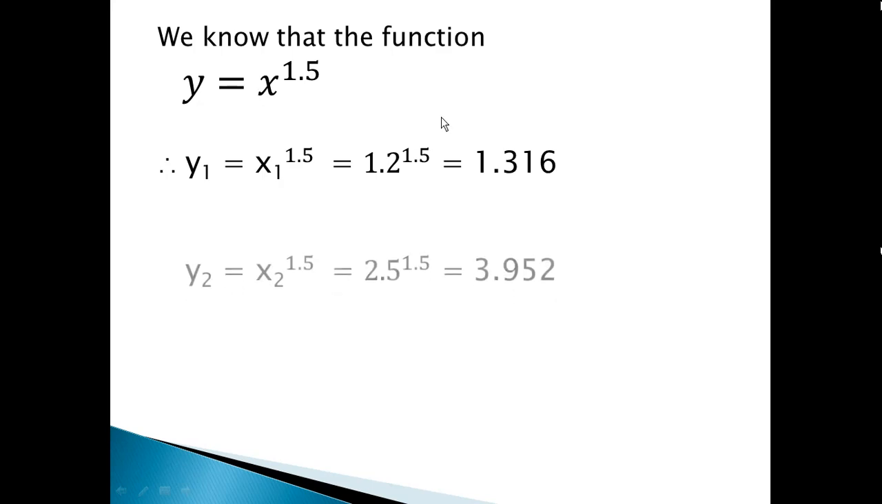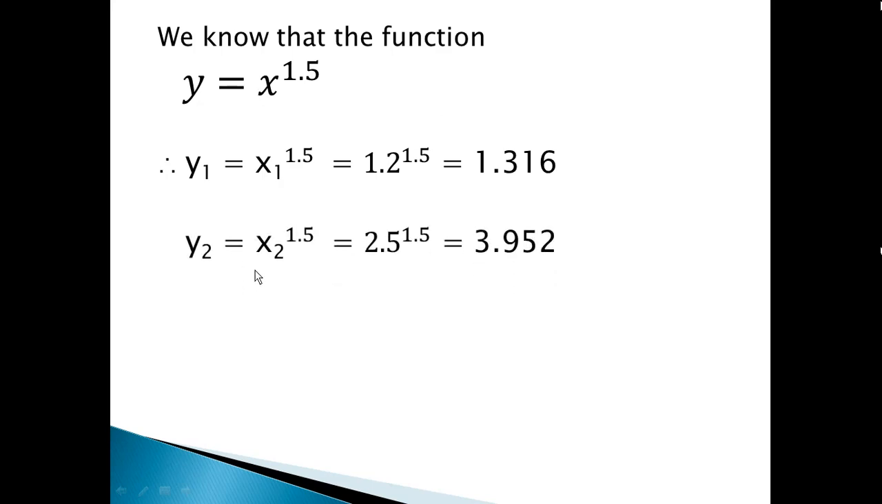Next, similarly y2 equals x2 raised to power 1.5. I am putting in the value of x2 over here, 2.5 raised to power 1.5. So the value of y2 will be equal to 3.952 with the function y equal to x raised to power 1.5. And for y3, once again just putting in the value related to x3, that is x3 equal to 3.8, you get 7.41.